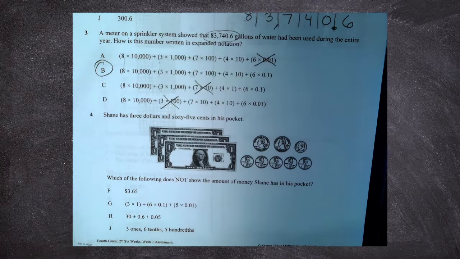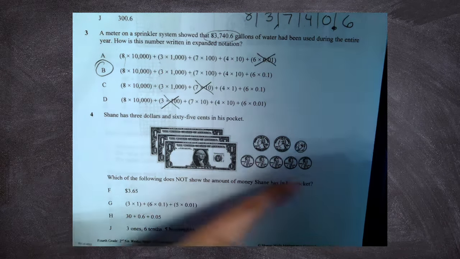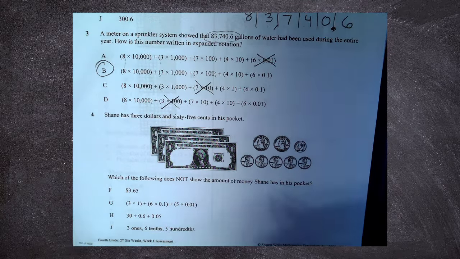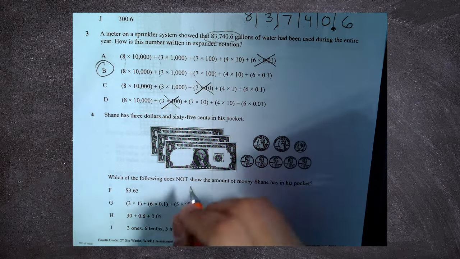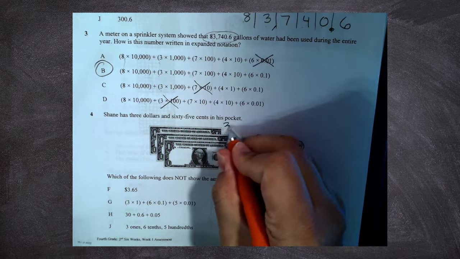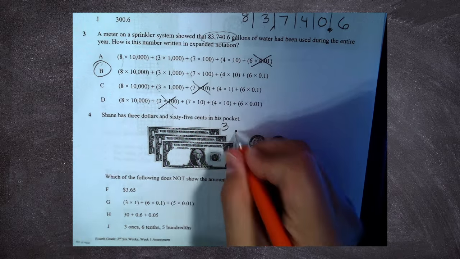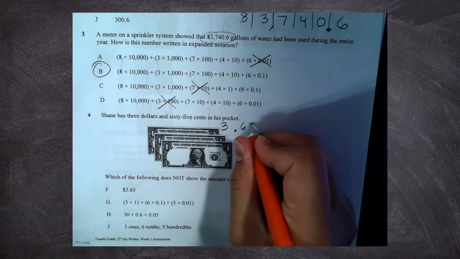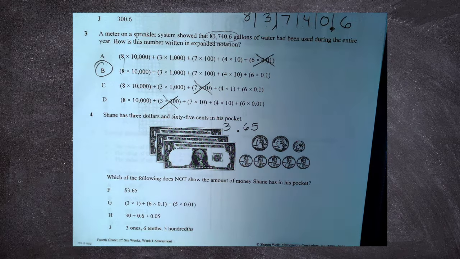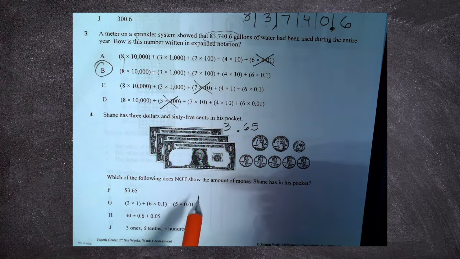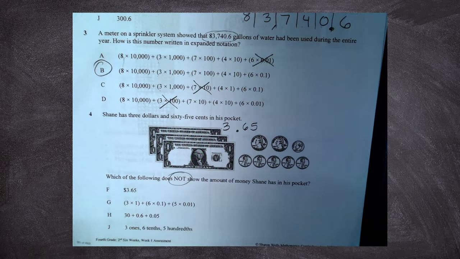Number 4. Shane has $3.65 in his pocket. Okay, they show me the amount of money he has. Just to help myself out, I'm going to write it down. $3.65. That's what he's got. It says, which of the following does not show the amount of money Shane has in his pocket?